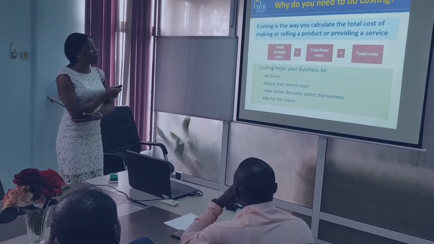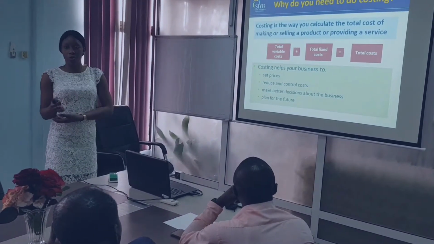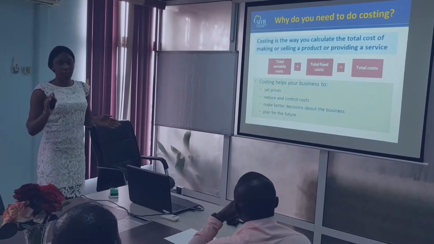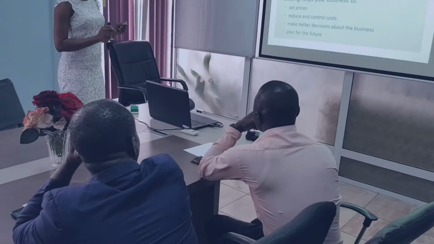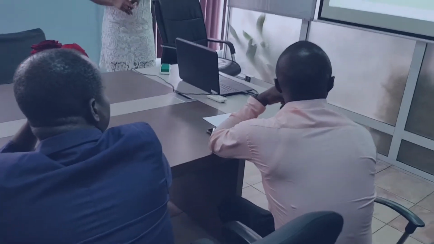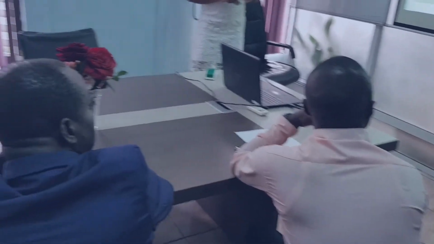Costing is the way you calculate the total cost of making or selling a product or providing a service. Your total variable cost plus your total fixed cost equals your total cost. Costing helps your business to set prices, reduce and control costs, make better decisions about the business, and plan for the future.